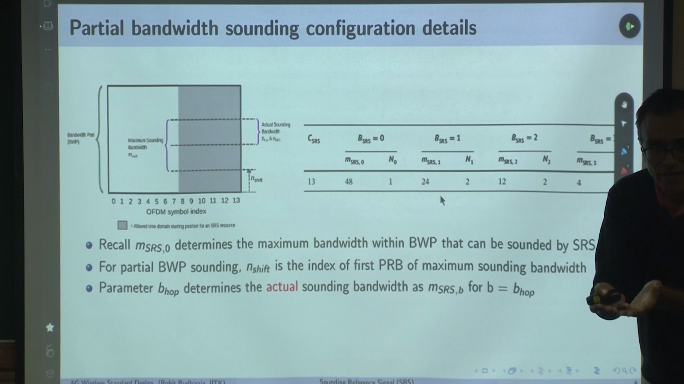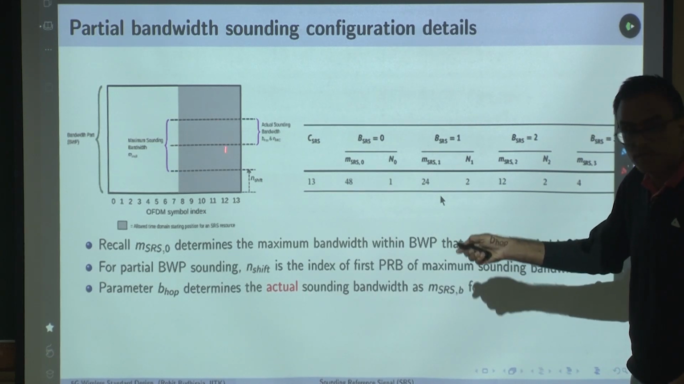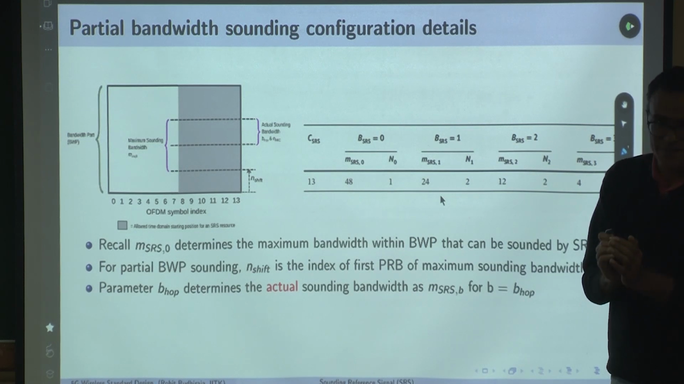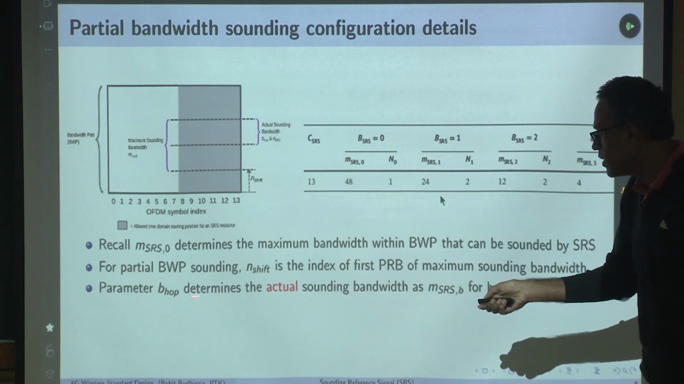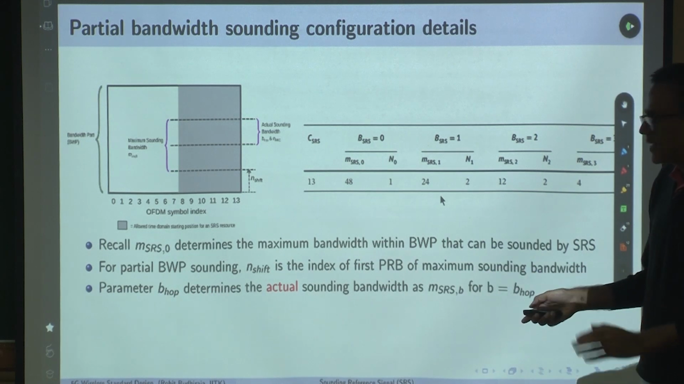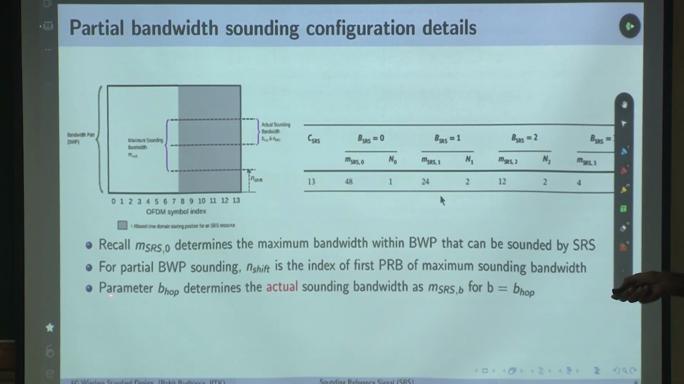There will not be any hopping. If the actual sounding bandwidth is equal to the maximum sounding bandwidth, there will not be any hopping. Because that's how B hop is defined. So it will actually determine the hops. So this parameter B hop determines the actual sounding bandwidth.